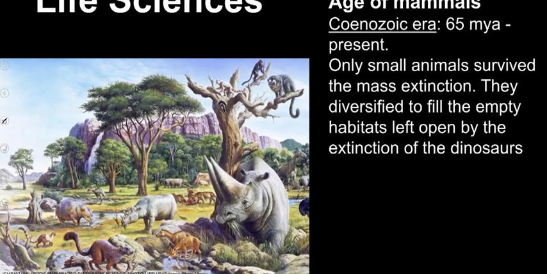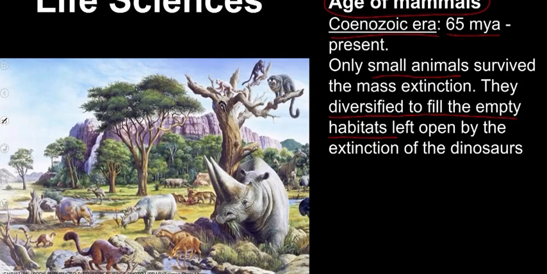We then moved into the Cenozoic era. That's from 65 million years ago, and that is called the Age of Mammals. Only small animals survived the mass extinction, and because all the dinosaurs were now dead, there were lots of empty habitats, so they diversified to fill the empty habitats. And that led to the development of an amazing variety of different types of mammals.